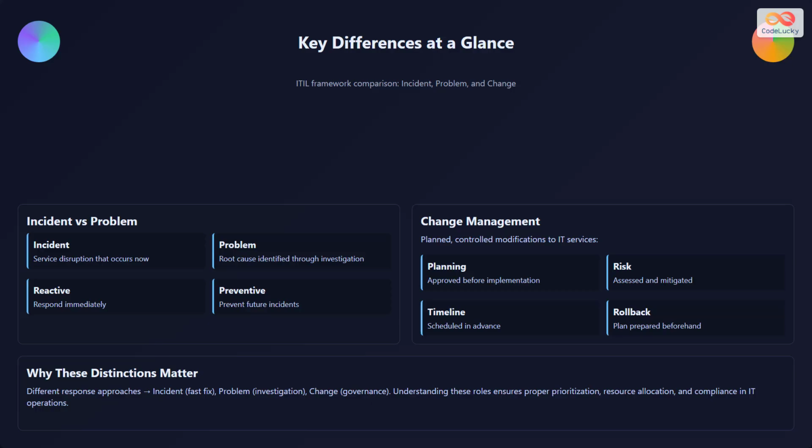Impact refers to how many users or business processes are affected. Urgency is how quickly the issue needs to be resolved based on business priorities. Together, impact and urgency determine the priority and response time targets for each incident.